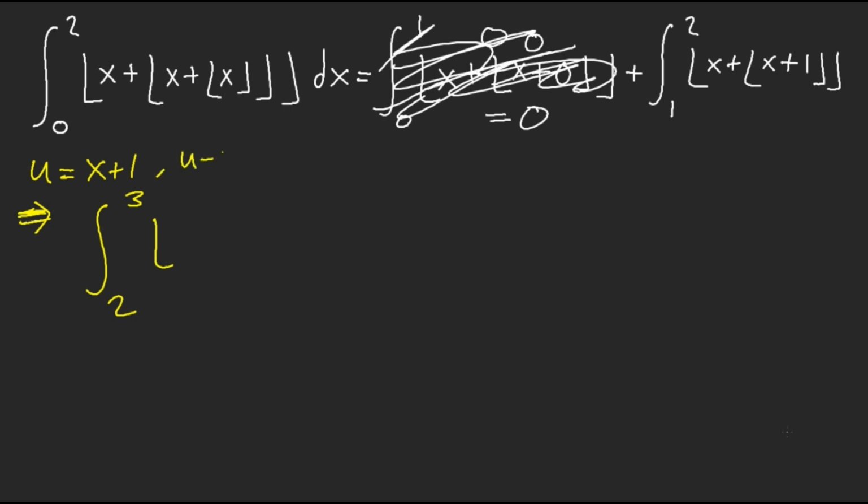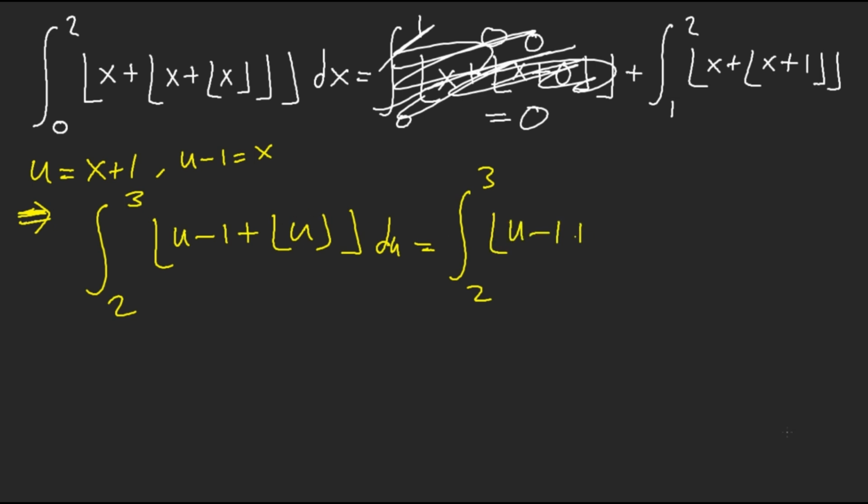Remember that u minus 1 is equal to x. And so this x here is u minus 1 plus the floor function of u. And now from 2 to 3, this portion is equal to 2. u minus 1 plus 2. Now this is equal to u minus 1 plus 2. That's u plus 1.